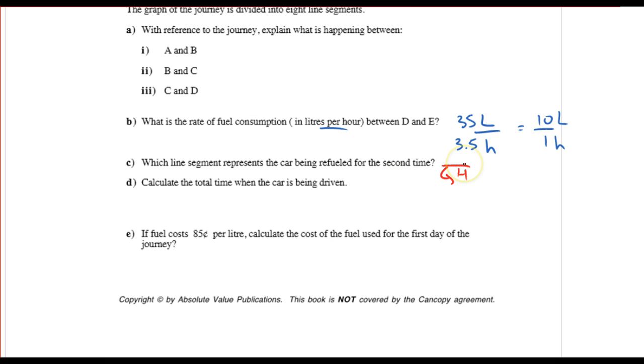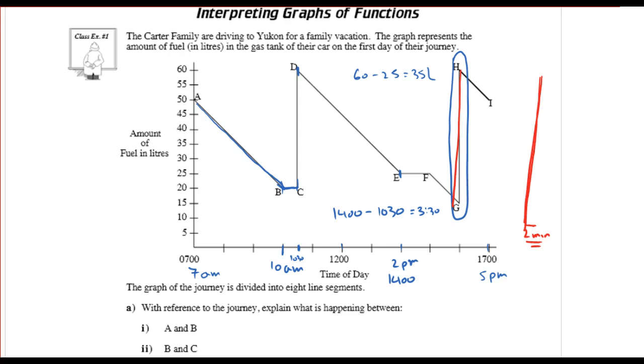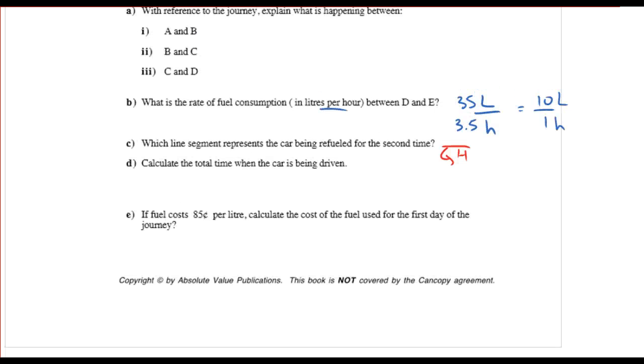GH there. Calculate the total time when the car is being driven. Okay, let's look at that. So the total time, well, we got 7 to 10, that's 3 hours, and then we said when another 3, so that's 6.5 hours, and then we got an hour here, so 7.5 hours, and then we have about another hour here, so 8.5 hours. So 8.5 hours in the car, or 8 hours and 30 minutes.